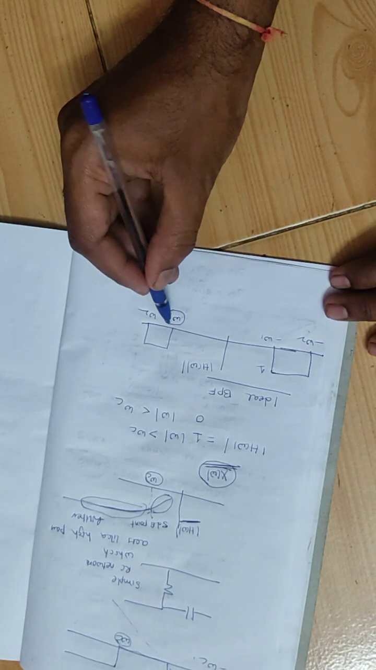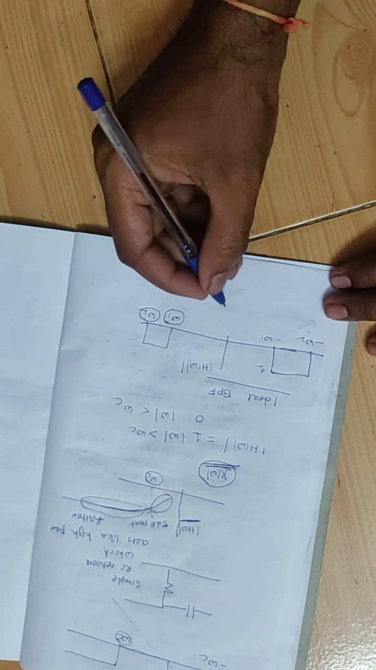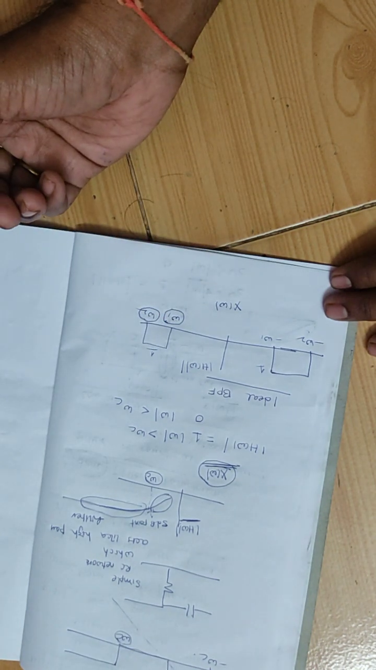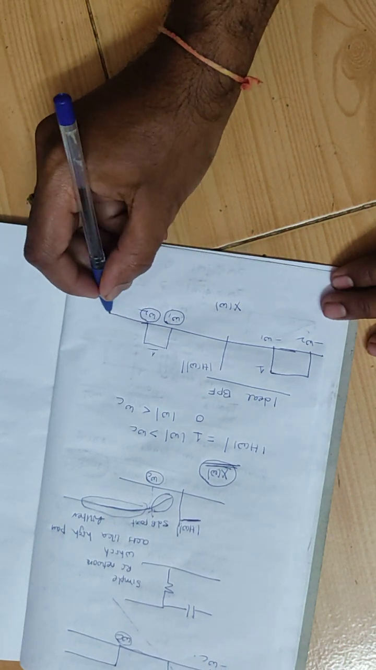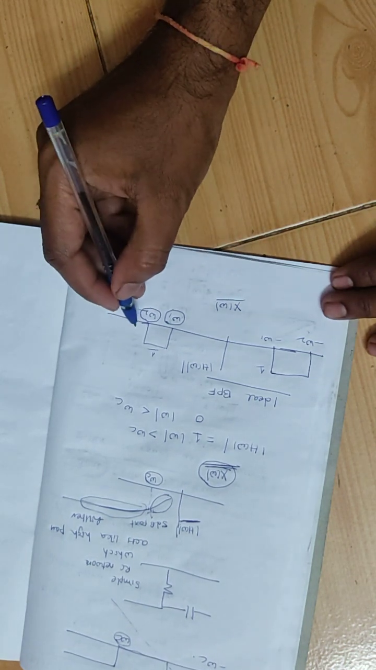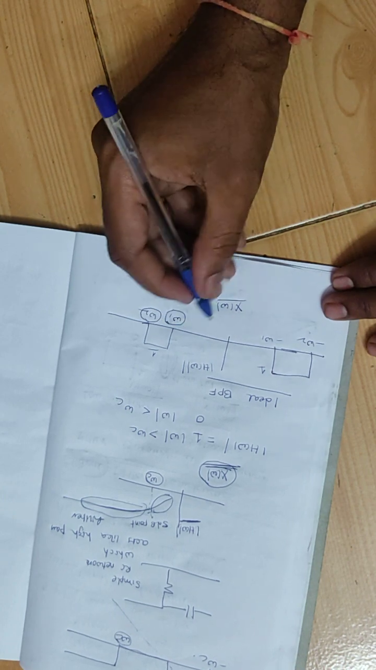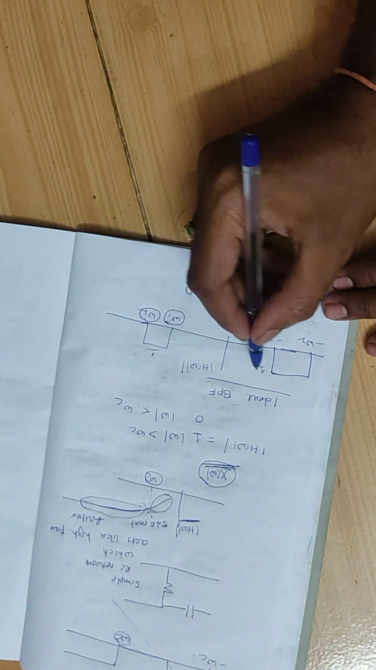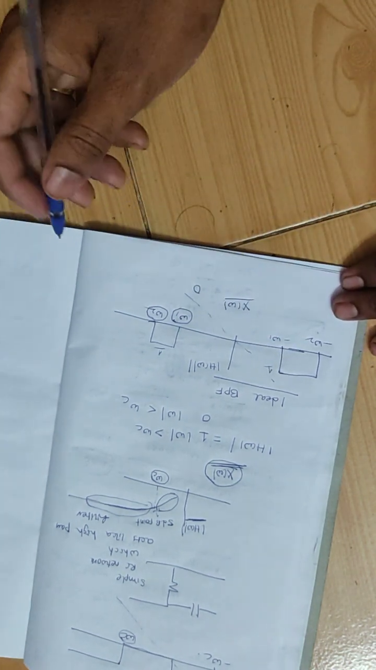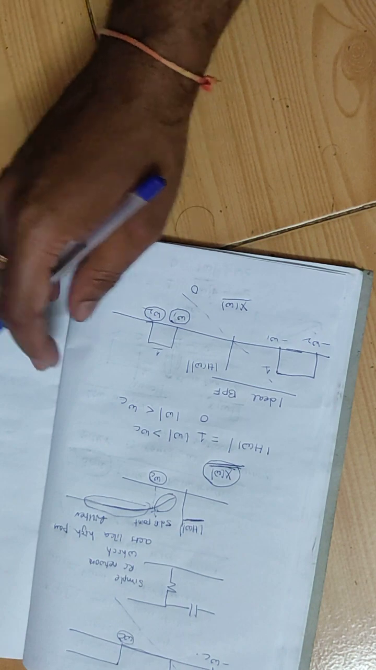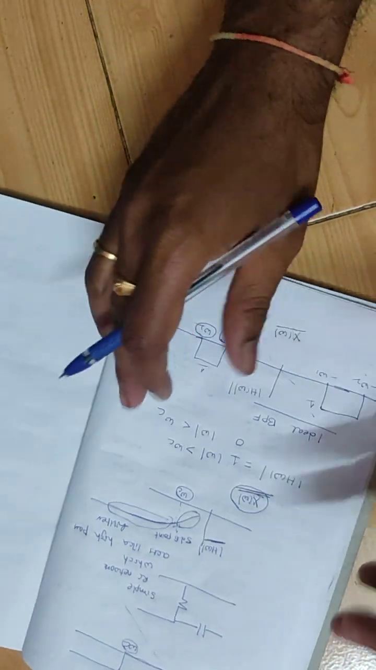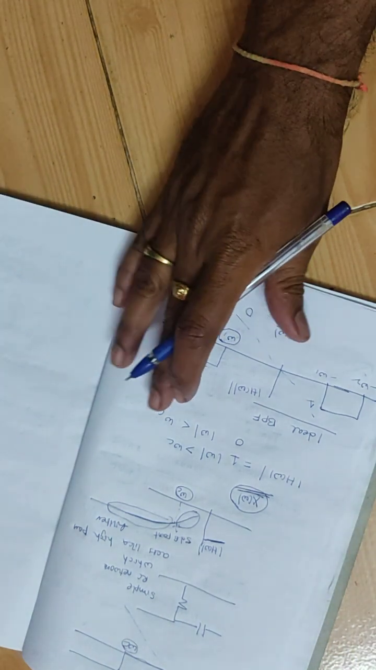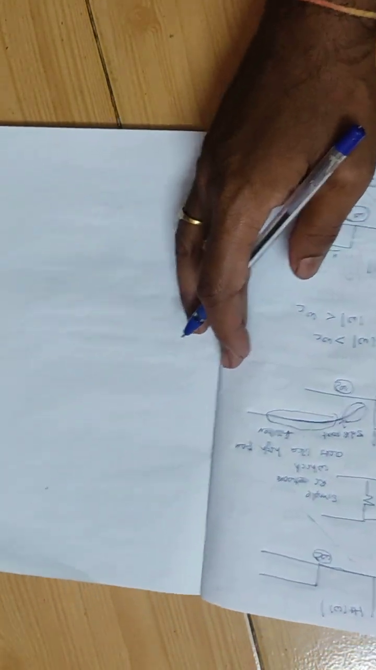All the frequencies between omega 1 and omega 2 in x of omega will be multiplied with this 1, and all the frequencies in x of omega greater than omega 2 and less than omega 1 are multiplied with 0. This is all about the ideal band pass filter. When we connect a low pass filter and a high pass filter, we might get a band pass filter.